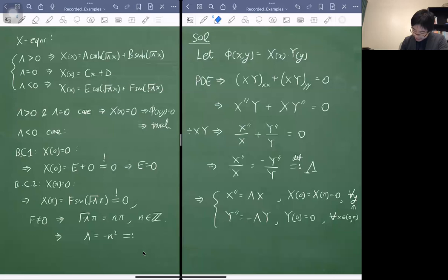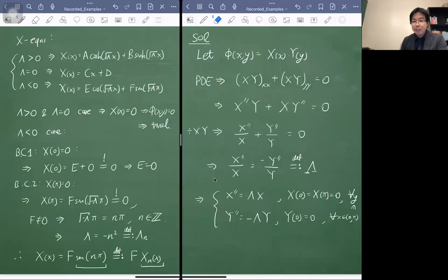Okay. And this we can define as our eigenvalues lambda n, and the eigenfunctions would be X of x, would be F sine, square root of that is just n, so we just have n pi, right? And we can extract out the F and define basically our eigenfunctions to be these. Okay, good, not bad.